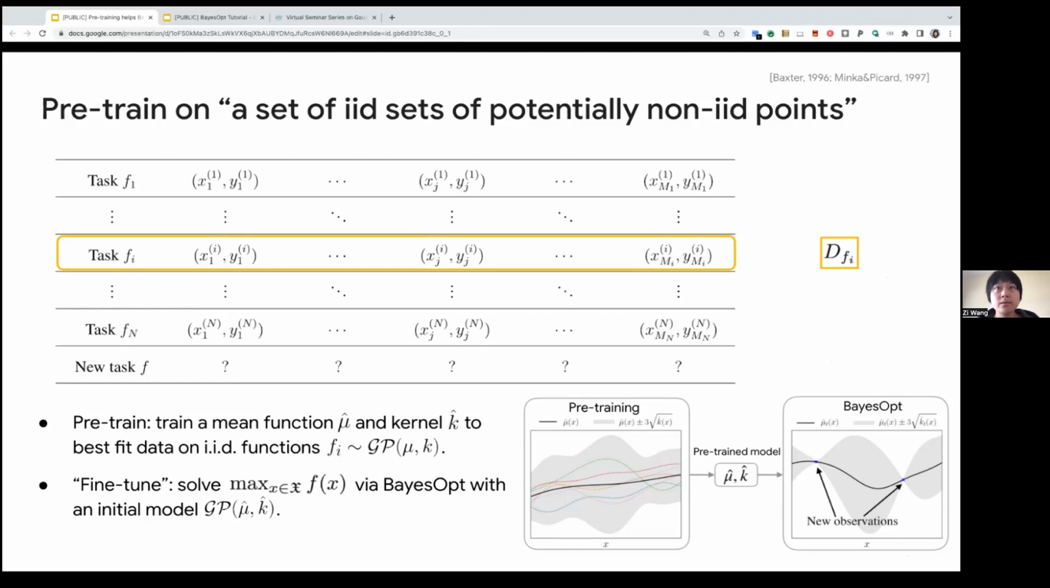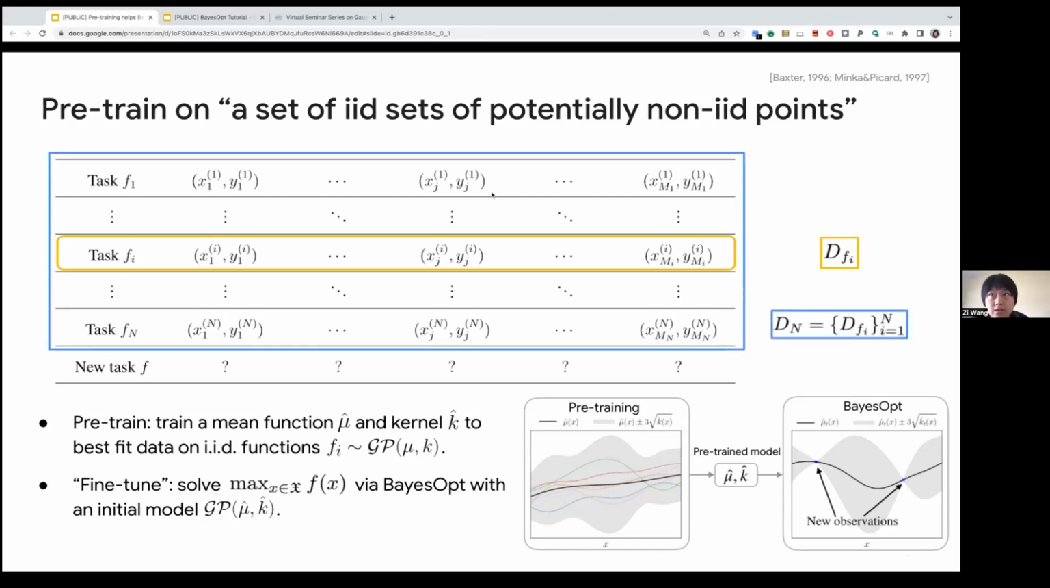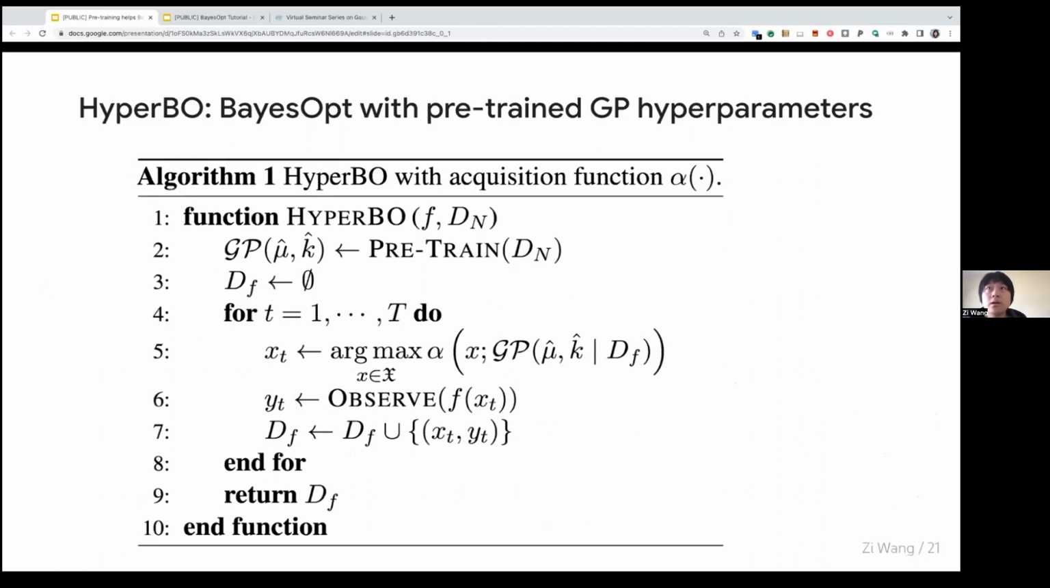Just for notation, we call the observations from each row D_{f_i}, and we call all the observed data from each of the functions D_N, which is a collection of these D_{f_i}. So it's a dataset of datasets. What this means is that we're going to pre-train the mean and kernel, which is our pre-trained Gaussian process, to best fit the dataset D_N. And here's how it works. Everything else is our typical Bayesian optimization, except this particular line, which is similar to how you think about pre-training in deep learning.